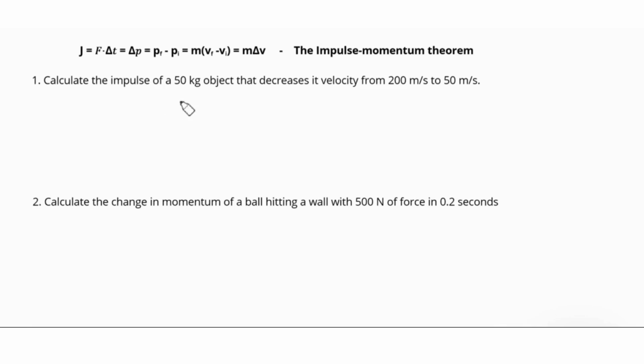Okay, so let's start with the first one. Calculate the impulse of a 50 kg object that decreases velocity from 200 meters per second to 50 meters per second. Now obviously this object was moving in a certain direction, and we applied an impulse or a force in the opposite direction to slow it down. Well, you might think, hey, wait a minute, if I want to find impulse, I need to find force and time, but neither of them are given to me here. And no worries, we know that that's the same as the change in momentum, and that is something we can figure out here. So let's just figure out the change in momentum.